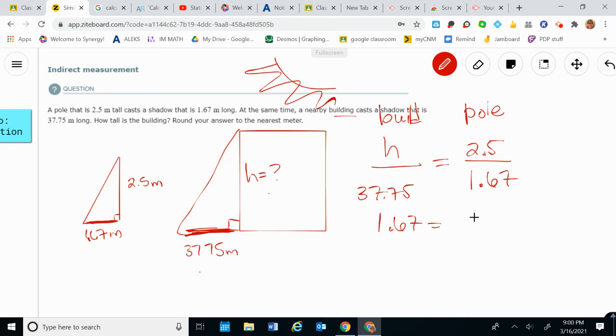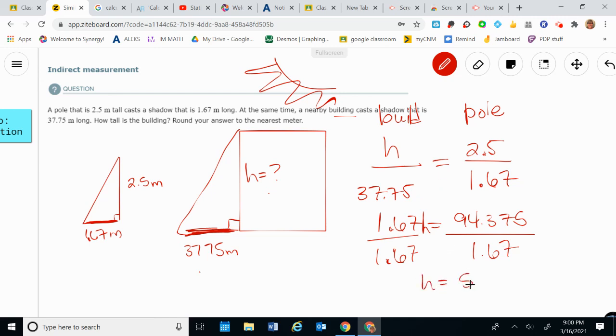So you get 1.67 equals 2.5 times 37.75. Sorry, I'm going to use Siri again because I just don't want to plug them in. Hey Siri, what's 2.5 times 37.75? 2.5 times 37.75 is 94.375. Did I forget my variable? Yes, I did. My variable is supposed to be right there. Divide by 1.67. It's 56.5.